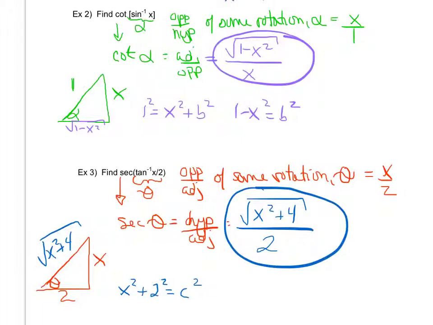Once again, real quick to end this video, just to summarize, make sure that you're recognizing that inverse functions are rotations, and if you're given an unknown rotation with a side ratio, you can create a right triangle and use Pythagorean's theorem to fill in your missing side, and then you can find whatever new ratio you're being asked to find depending on the trig function you're given.